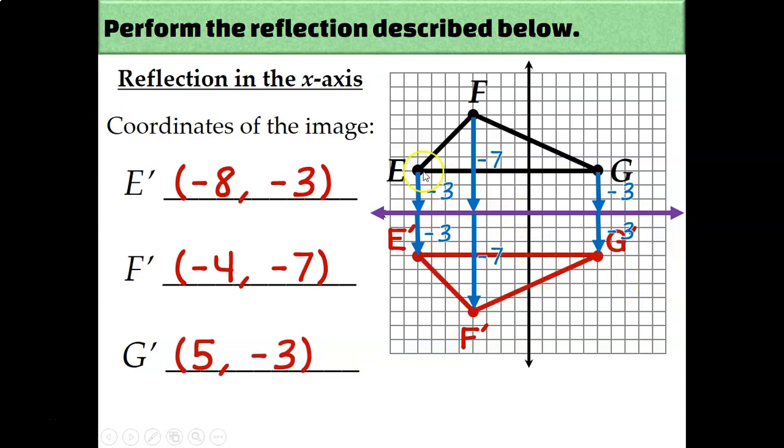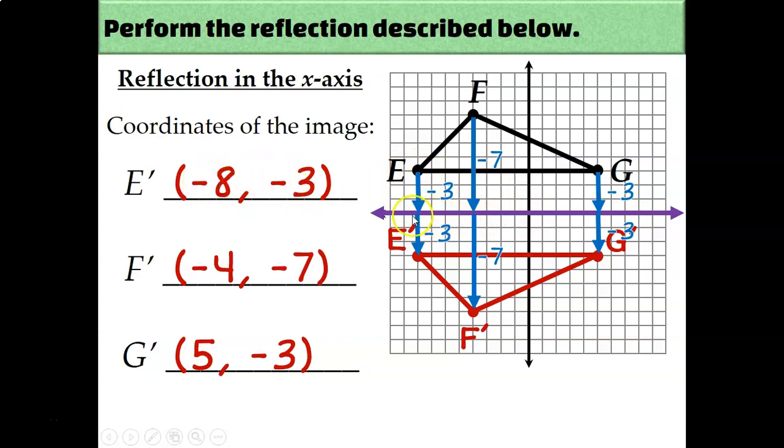So this time, if you look at the coordinates of the pre-image and compare them to the coordinates of the image, you'll see that again they have all the same numbers, but the signs are slightly different. If you reflect in the x-axis, the sign of the x values stays the same, but the sign of the y value changes. For example, E was the point -8, +3. But E prime was the point -8, -3. So they both had -8.